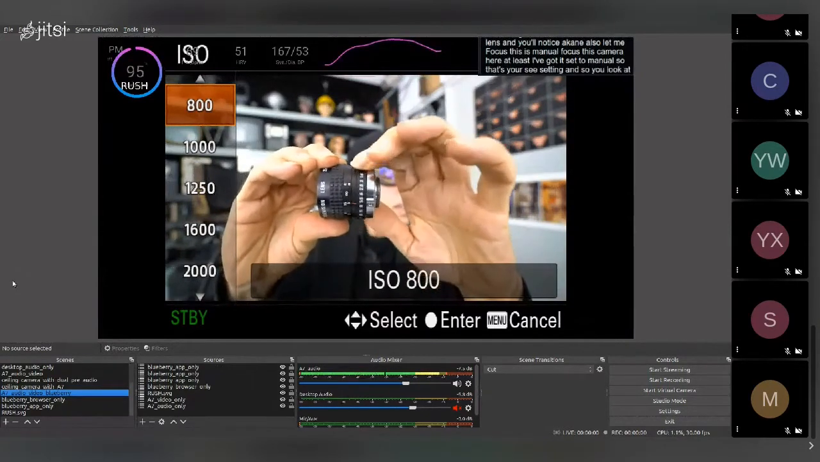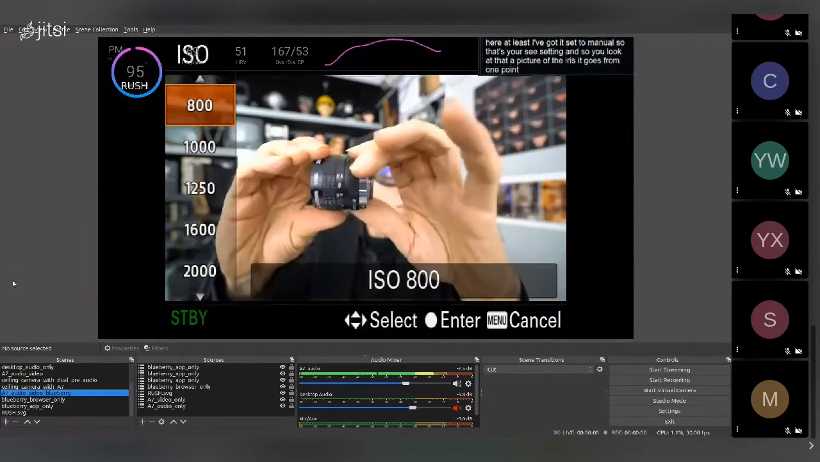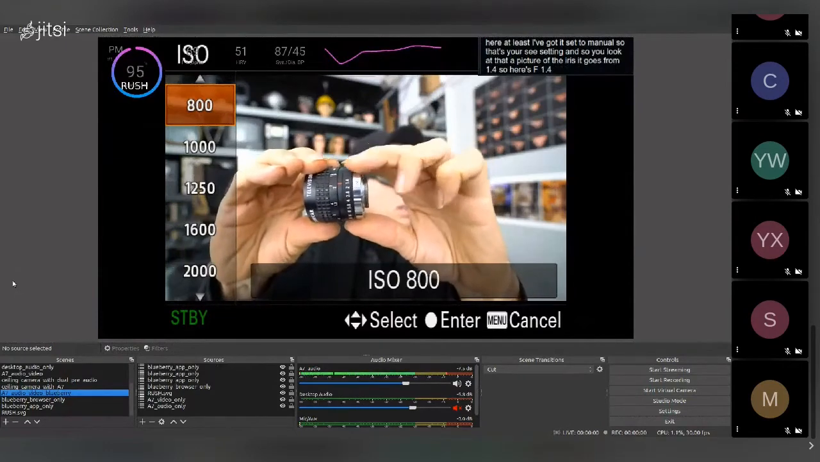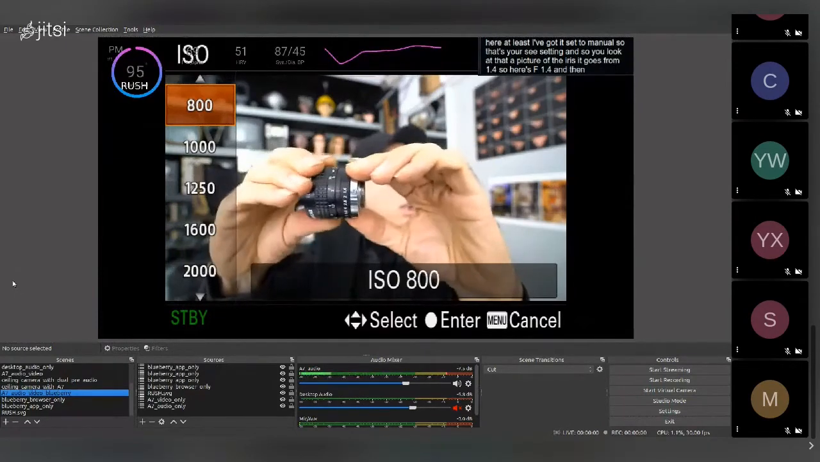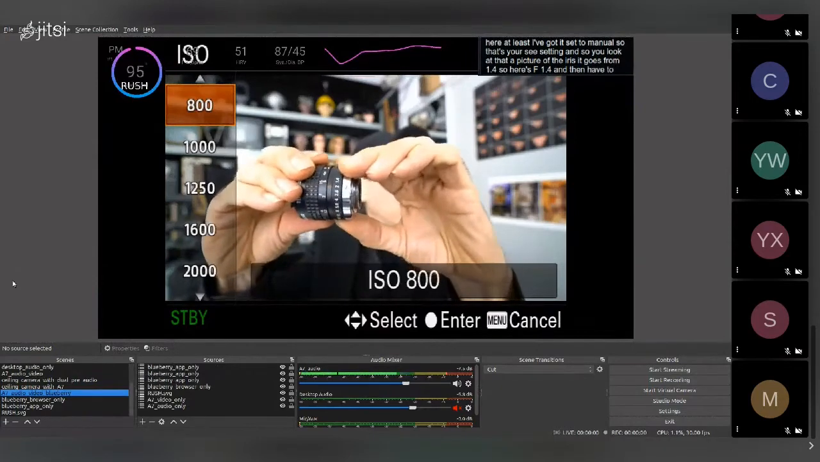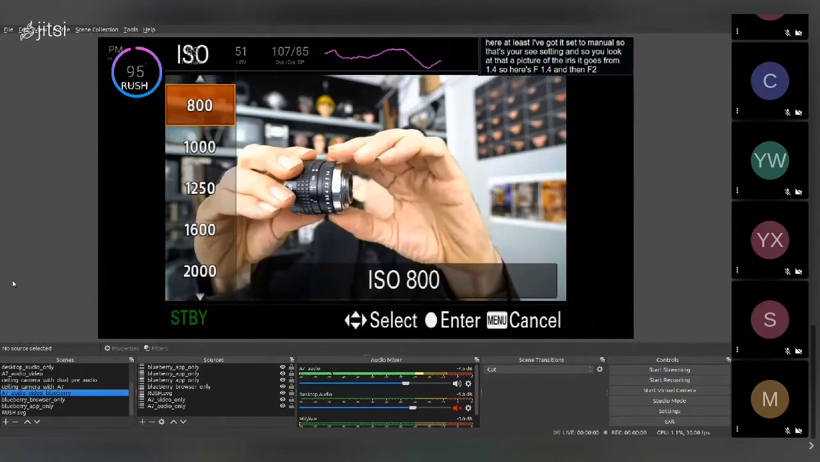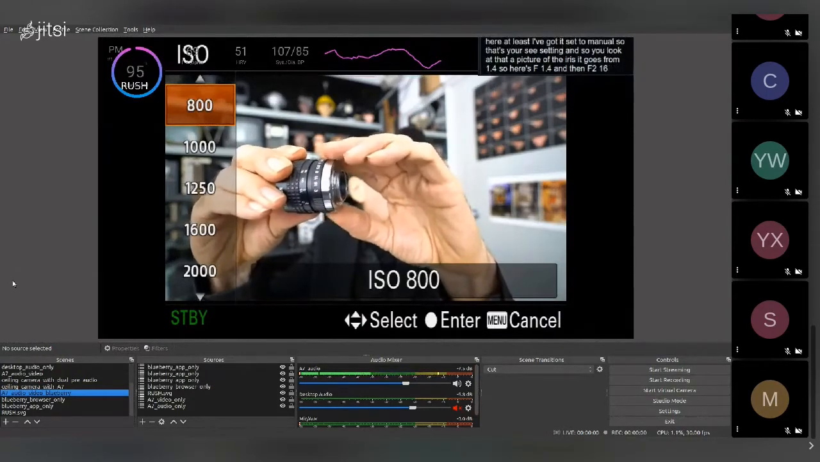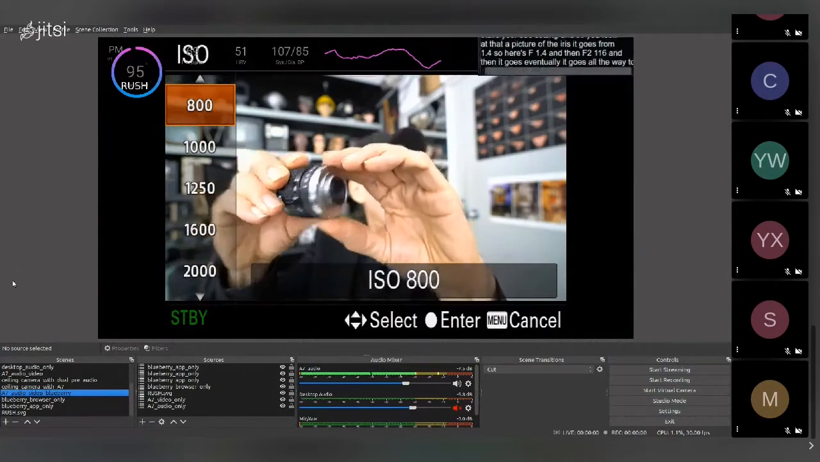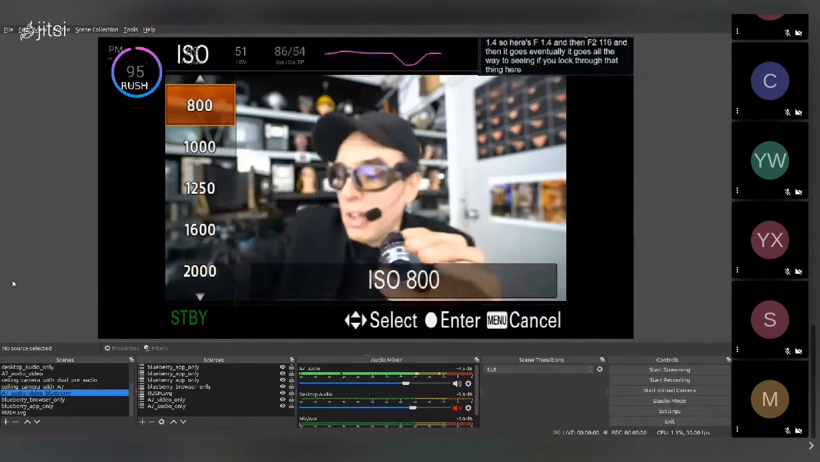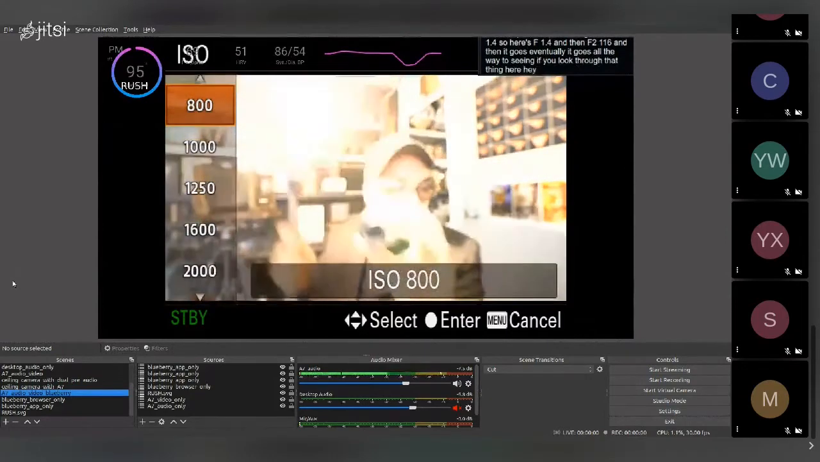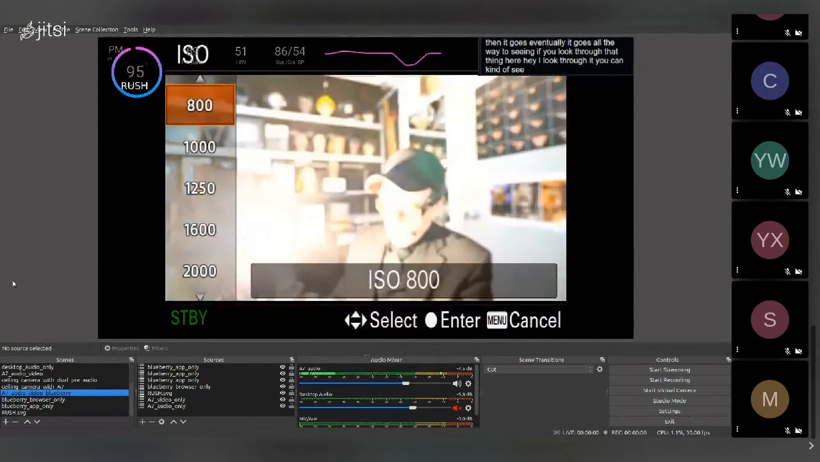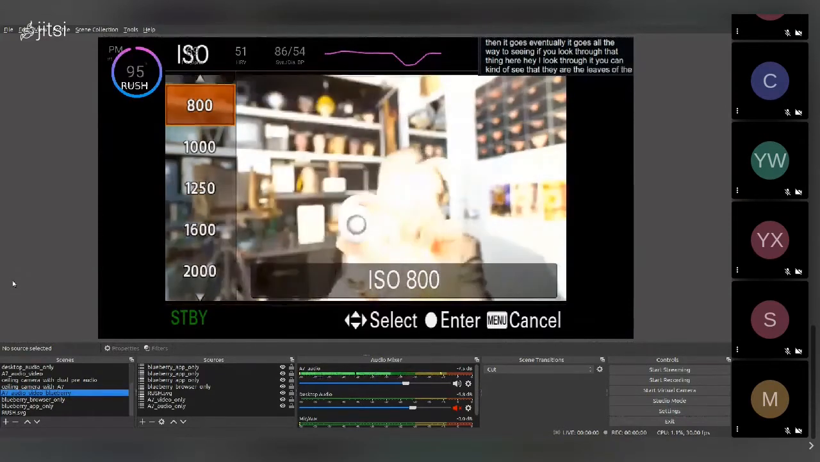And so you look at that aperture of the iris, it goes from 1.4. So here's f1.4. And then f2, 2.8, 4, 5.6, 8, 11, 16. And then eventually it goes all the way to C. And if you look through that thing here, you can kind of see the leaves of the shape of the iris there.